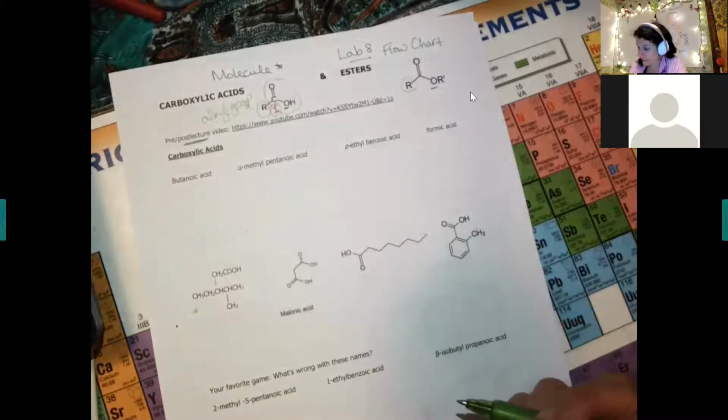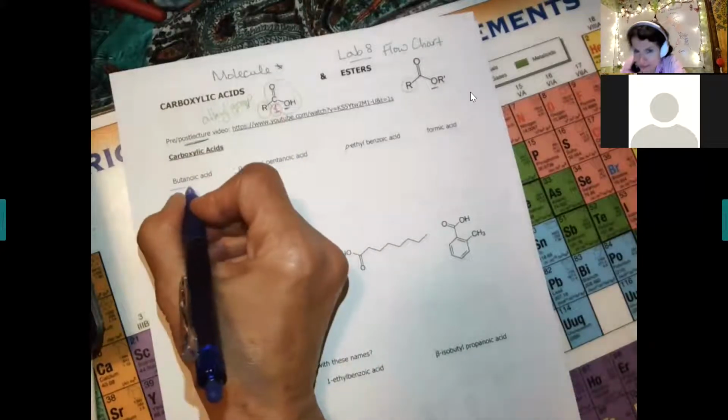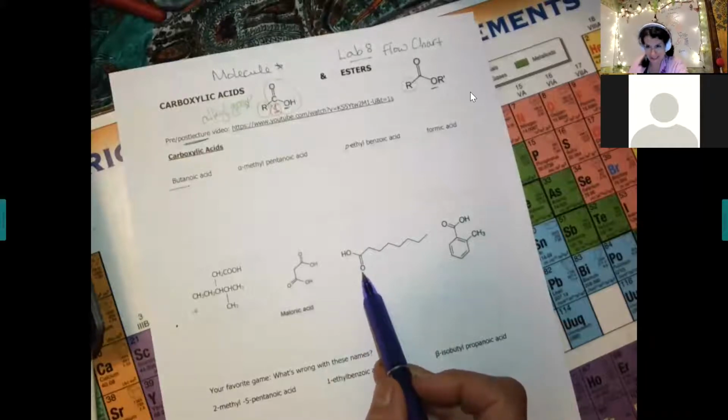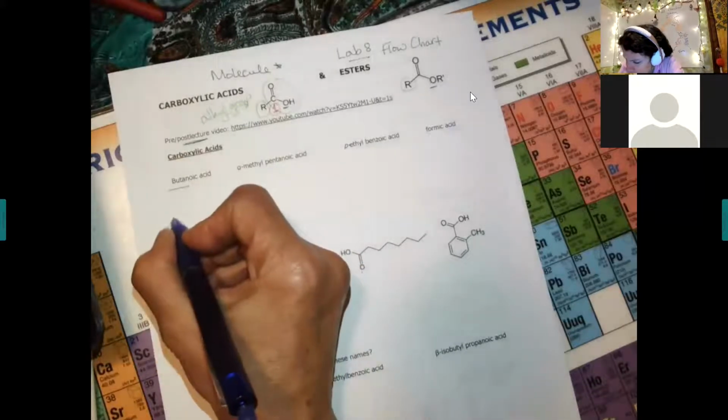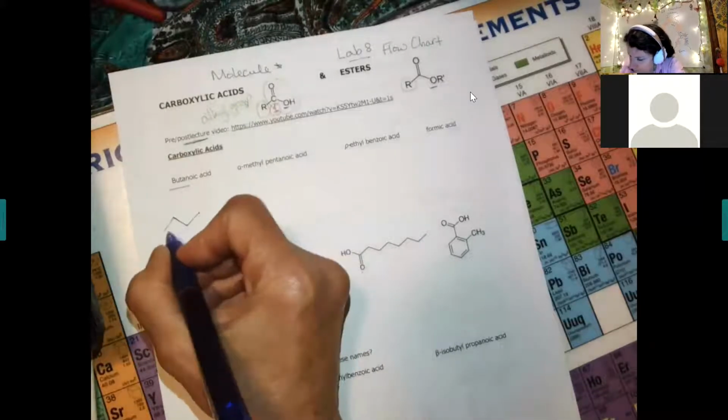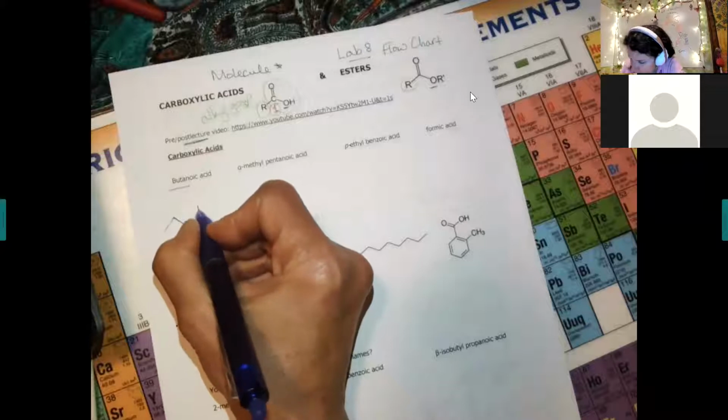So we'll do the first one together, and then I'm going to pause and give you a chance to try these. So bute means 4. Now, one of the things is you can draw it. So the carboxylic acid is on the left, which is what a lot of students do. Traditionally, this would be my first carbon.